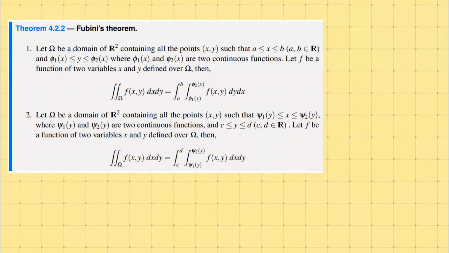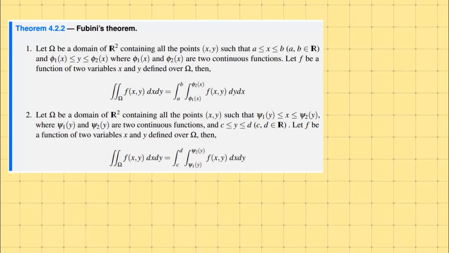Now, what will happen if the boundaries are not constants, so the domain is not rectangular? Then the boundaries will be dependent on each other. I mean, the boundary of y will be dependent on x or the other way around. That's why, if we decide to integrate first with respect to y, the boundaries of y will depend on x, and then the outer boundaries will be constants. Or the other way around, if we decide to integrate with respect to x first, the inner boundaries will depend on y, and then the outer ones will be constants.